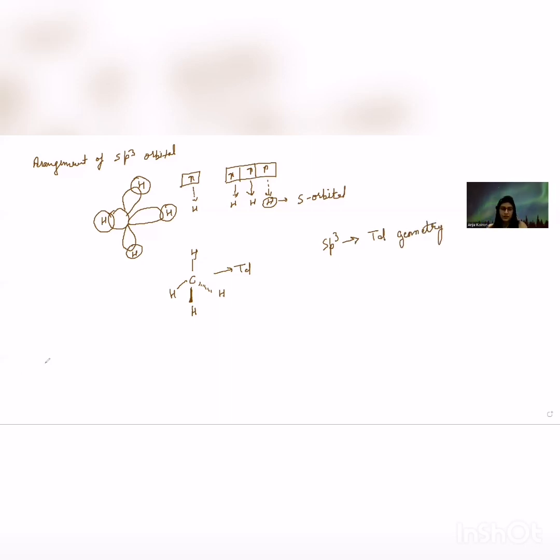Now similarly, we see sp2 hybridization. In sp2 hybridization, carbon has 1 s orbital and 2 p orbitals, right?